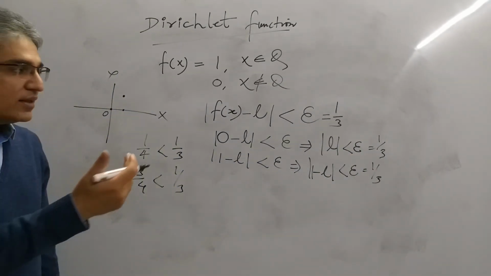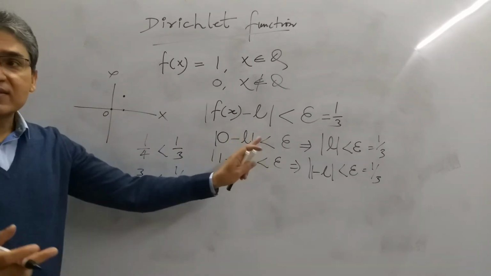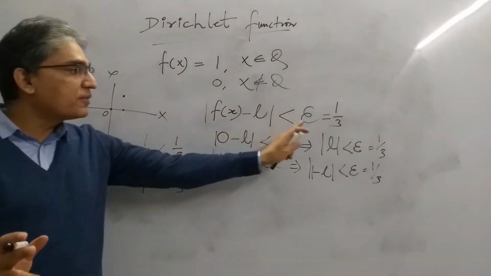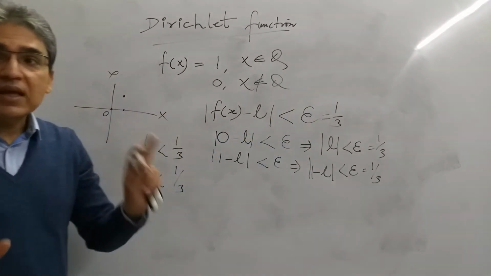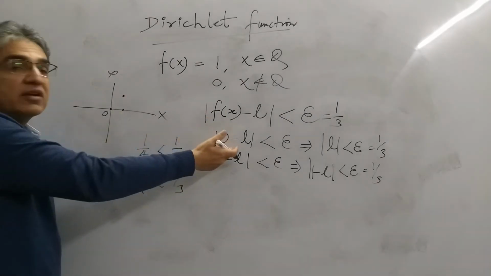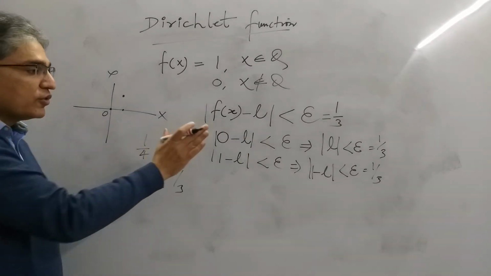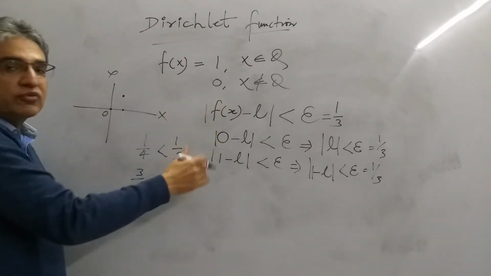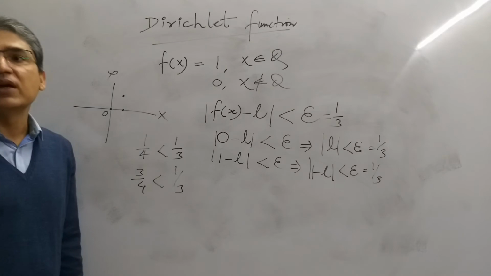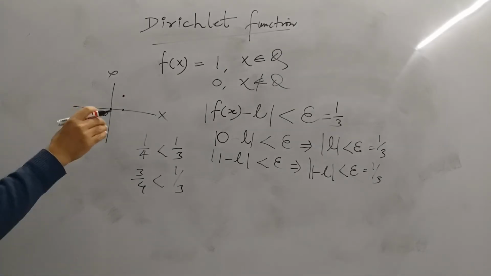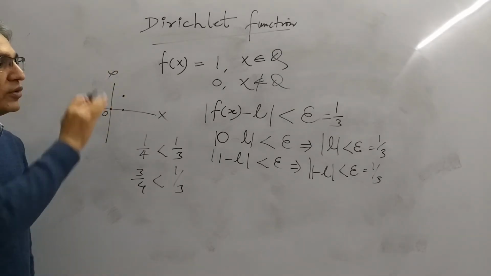So by applying this, because in this case, if I take my epsilon to be 1 by 3, then every time I get my functional values, it should deviate from the limit by less than 1 by 3. But for some values, it is true. For some values, it is not true. So we are getting some contradiction. So by applying the epsilon delta argument, we have proved that there is no limit.